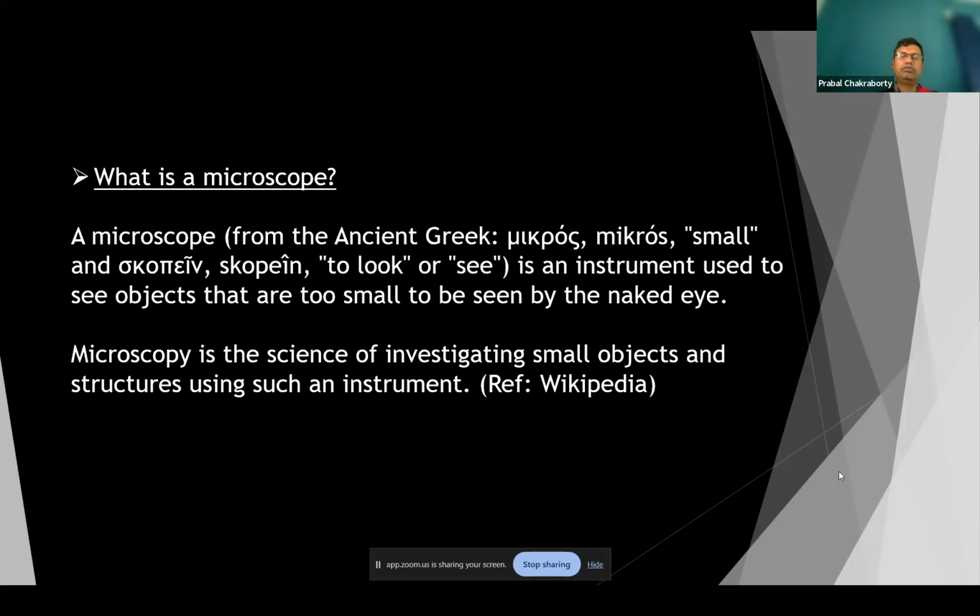Okay, so if we try to understand what is a microscope, this term is actually taken from a Greek word. Micros means small, and scoping means to look or to see. So microscopy means a technique or instrument that we use for seeing a very tiny object which is not possible to see with a normal eye. That is where the name comes from.